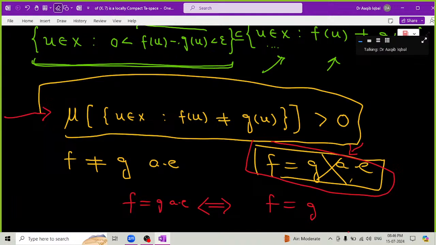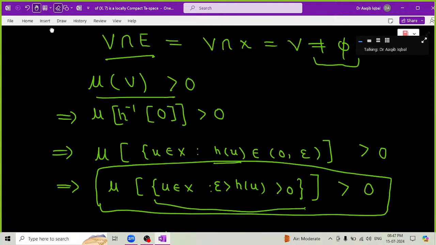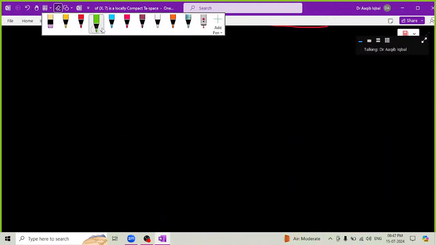If you have a locally compact T2 space and mu is a regular Borel measure on that space, then two continuous functions are equal AE if and only if they are equal. Okay? But provided the support of the measure is x. You are using this fact here. The support is x. So we will point this out and write it down. Note down what I am showing you.